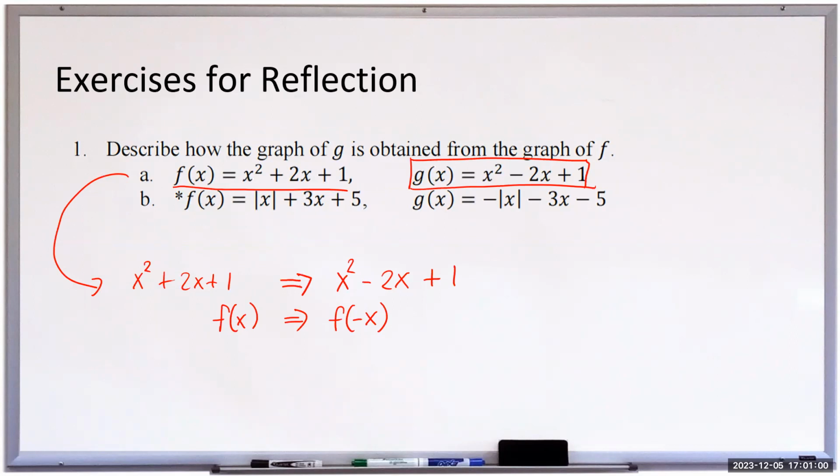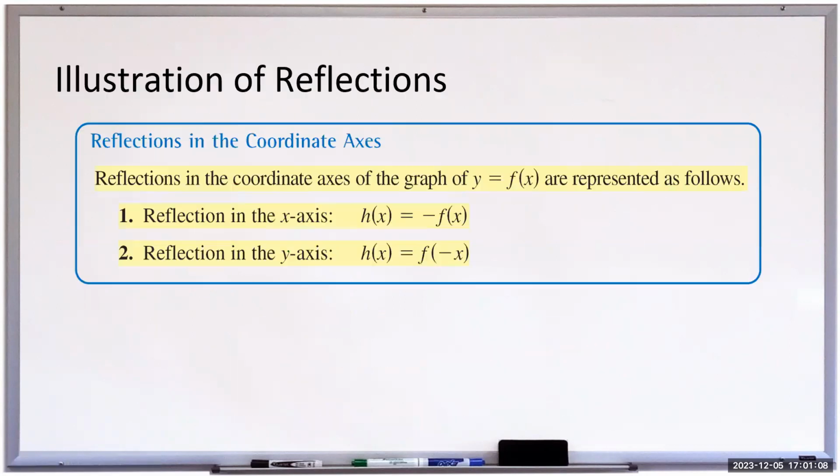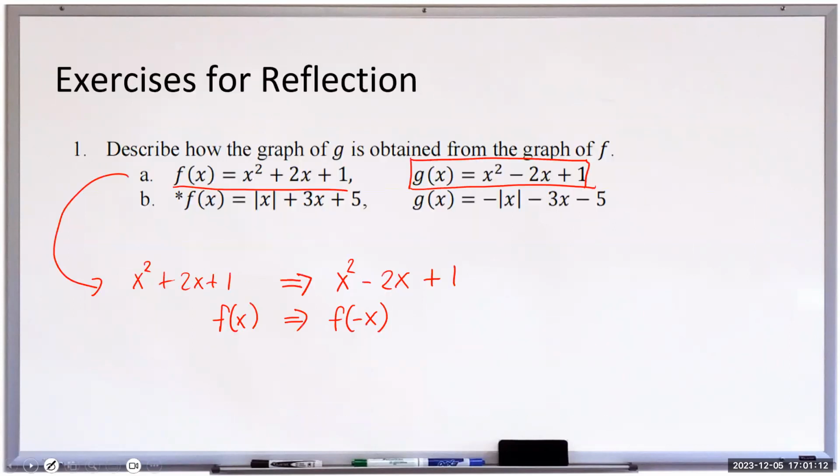Okay? So, ibig sabihin, from f of x, naging f of negative x. So, what type of reflection is this? So, this is reflection over the y-axis. Okay, so for item A, this is reflection over y-axis.